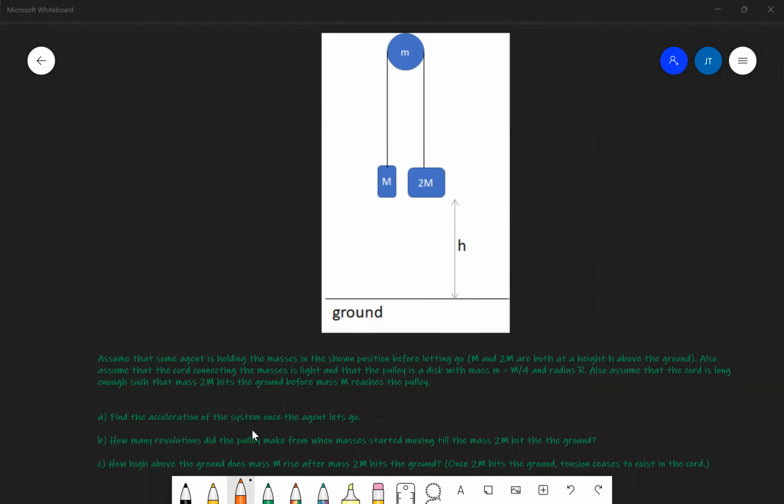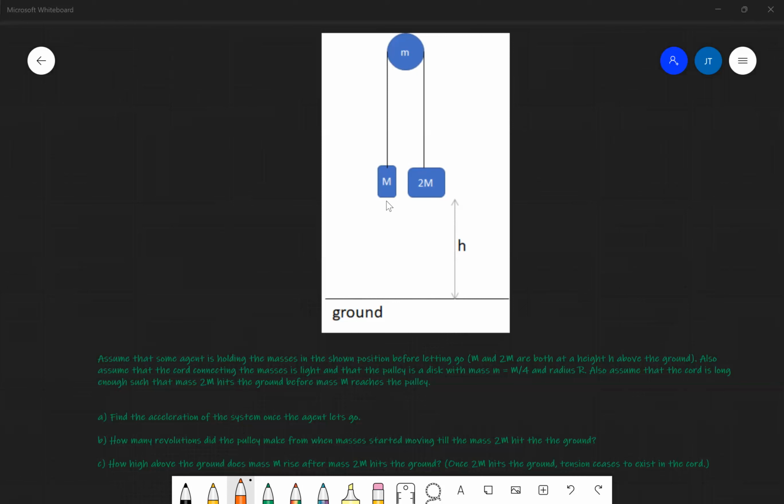So what's the acceleration of the system when we let go of these masses? How many revolutions does the pulley make when this one falls a distance h? And how high above the ground does this mass go, after the big one hits here?